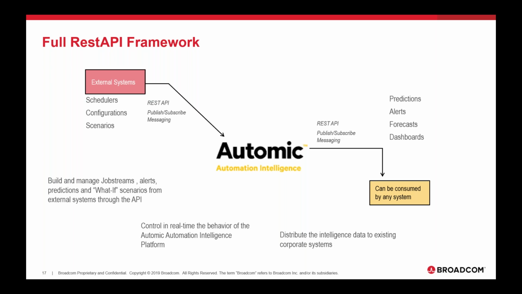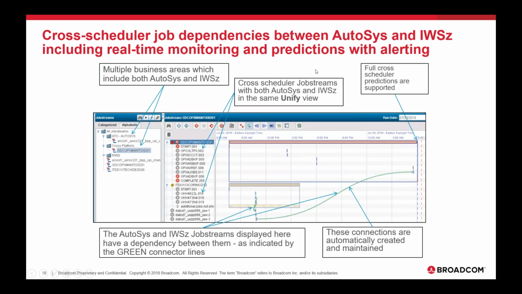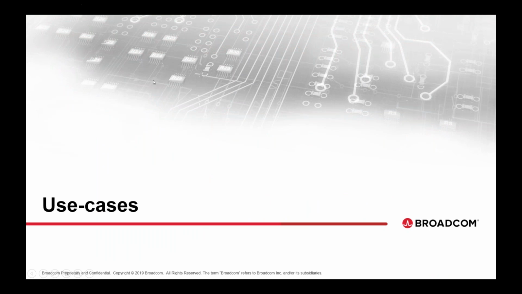We have one client that actually has an entire in-house developed scheduler on the mainframe. So in addition to using AutoSys on the distributed side and CA7 on the mainframe, they also have their own mainframe scheduler. Using our REST API, they were able to add that scheduler into the platform, model it, and track SLAs against it like any other scheduler. This screenshot happens to show cross-scheduler dependencies between AutoSys and IWS Z on the mainframe. I won't spend too much time on this because this isn't an AutoSys crowd.